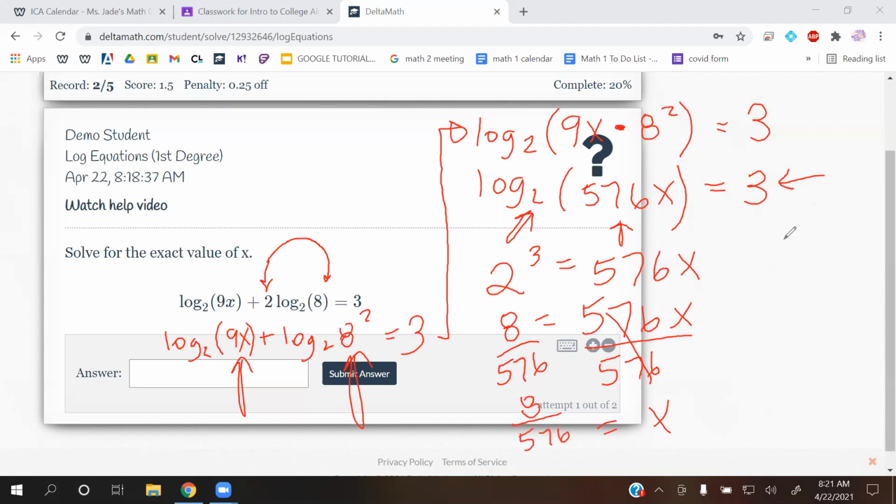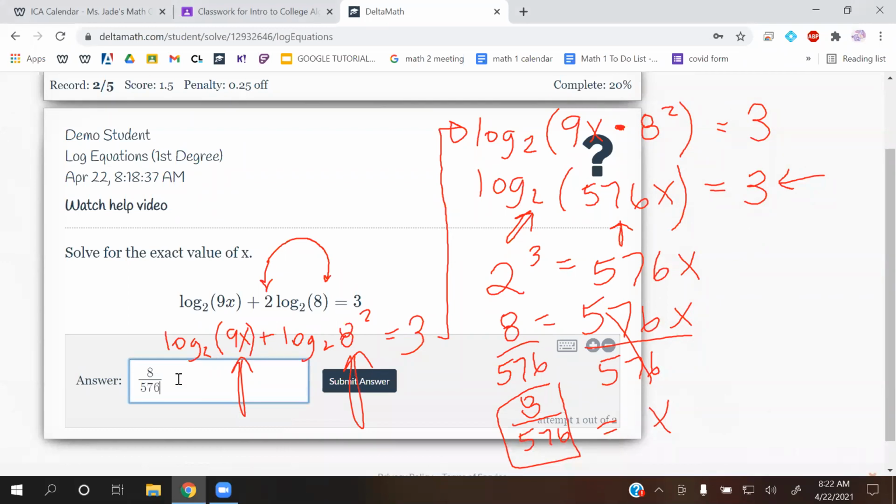So this is not a simplified fraction. I don't know if you have to simplify. So just for the sake of making it easier on you guys, I'm going to try submitting an unsimplified fraction first to see if it will take it, so that you guys will know whether or not you need to spend time simplifying. So let me try this first. But I guess before we try, are there any questions up till here? So like I said, I'm going to try 8 over 576, which I know is not simplified. But I want to know if Delta Math will accept this. So let's see.